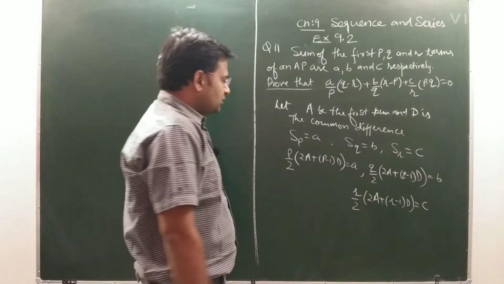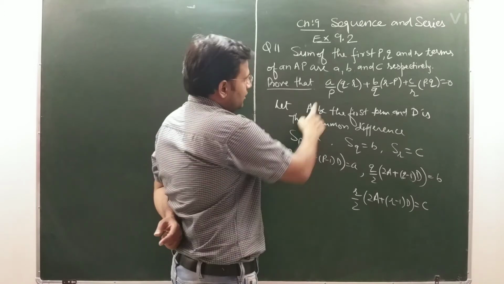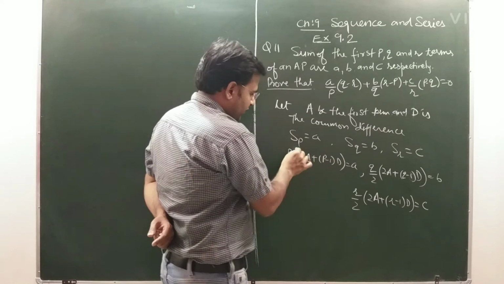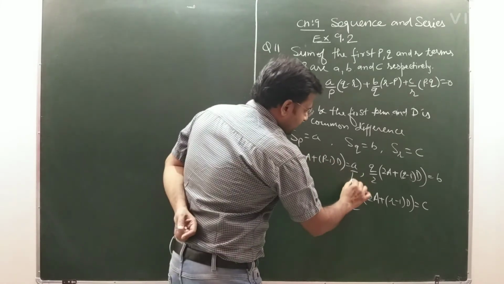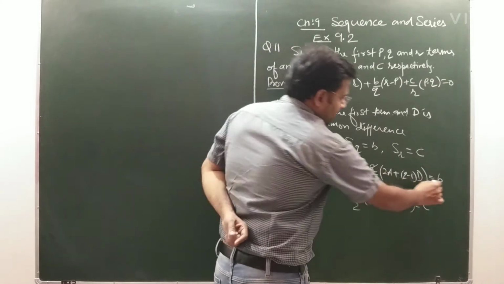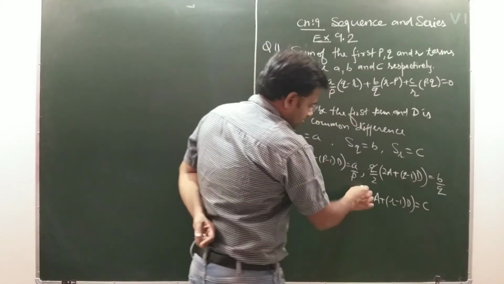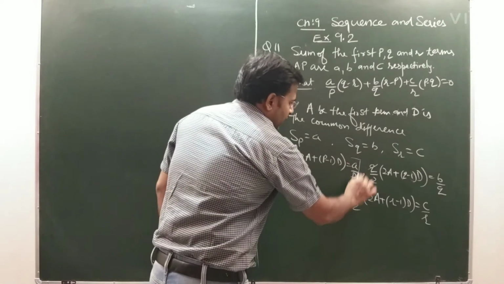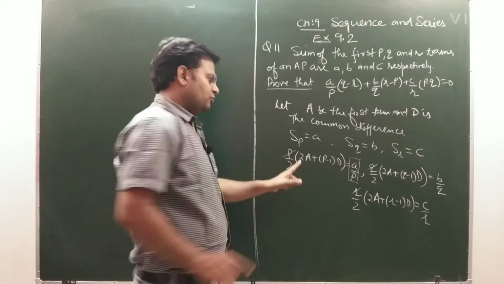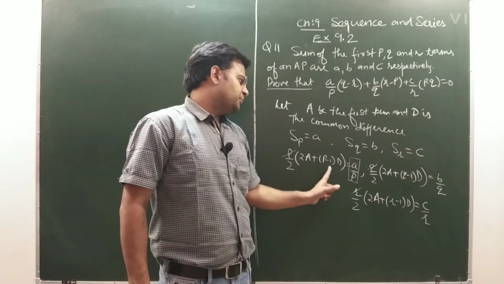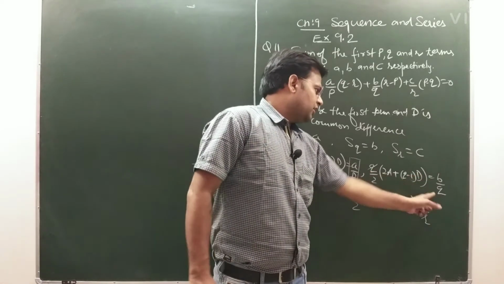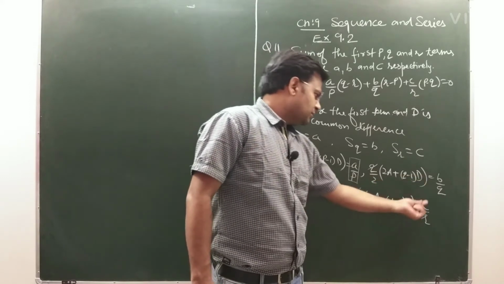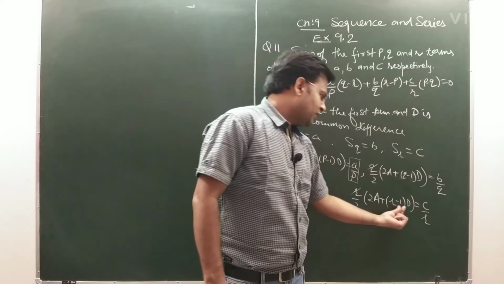So from these you have to find a upon p. So a upon p you can take it as, if I remove P from here I can write this P here. If I remove Q then I can write this Q here. If I remove R then I can write R here. So you can see you have the value of a by p as 1 by 2 (2A plus (P minus 1)D). Similarly b by q is (2A plus (Q minus 1)D) upon 2. Similarly c upon r is (2A plus (R minus 1)D) upon 2.